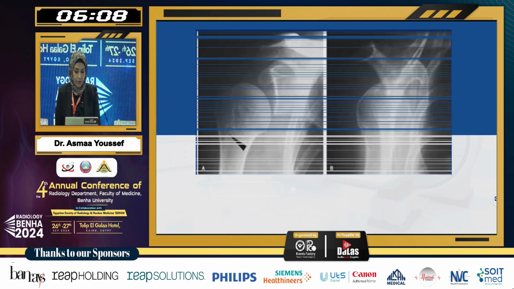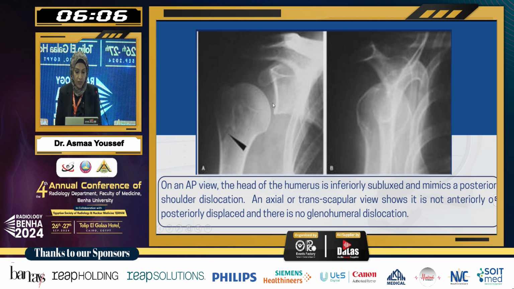As we see here, there is an occult fracture of the humerus, and on the AP view, the head of the humerus is inferiorly subluxed and mimics a posterior dislocation. On a transscapular view, the head is not anteriorly or posteriorly displaced, and there is no glenohumeral dislocation.